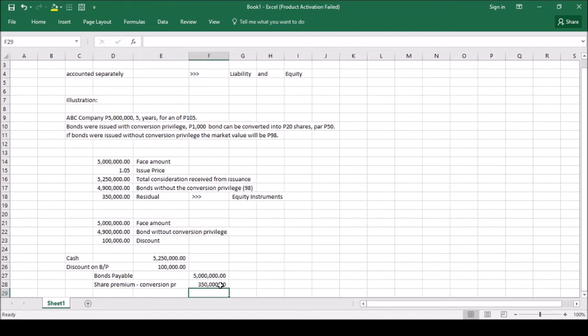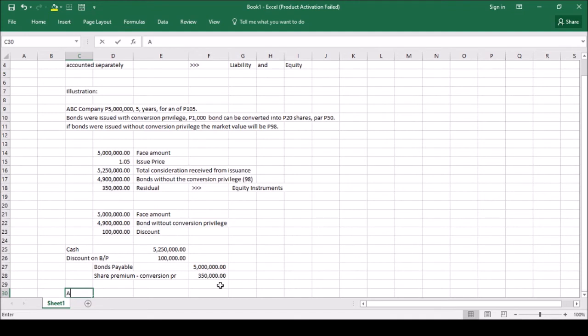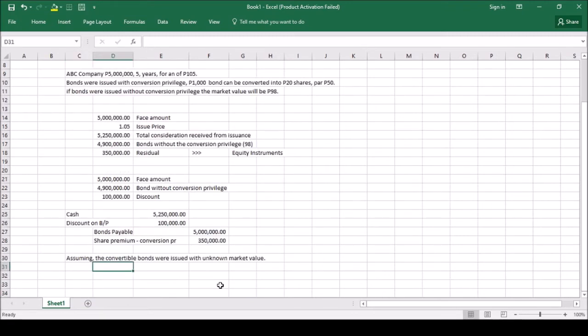Sir, what if the convertible bonds were issued with an unknown market value? How do we compute the value of the equity and liability? Same as what we did before, let us first find the effective yield and the nominal rate. The effective rate and the nominal rate. Let's assume the interest payment is semi-annual.